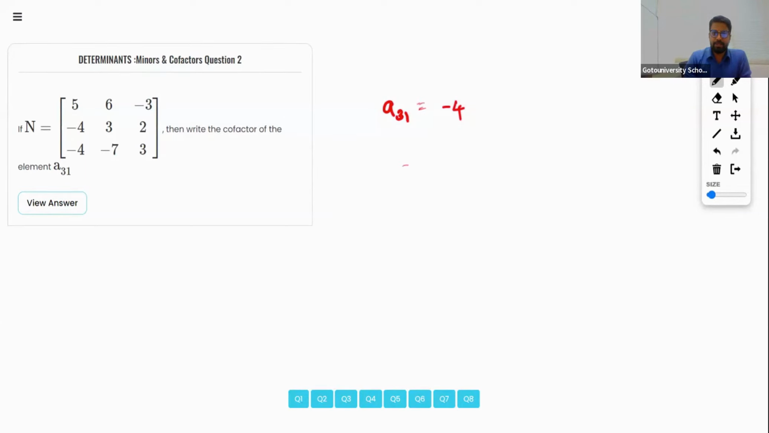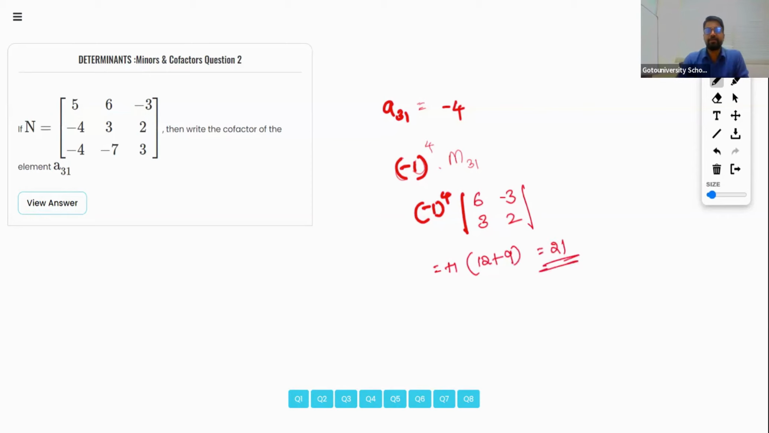So that is minus 1 power, how much? 3 plus 1, 4, right? Into M31. That is the minor of this element. What is the minor of this element? So I'll rewrite again. Minus 1 power 4 into, when you eliminate this first column, third row, we end up with the determinant 6, minus 3, 3, 2. So which is plus 1 into 6 twos are 12 plus 9, which is actually 21. Is it clear? Plus 12 plus 9, 21. So going to the next question.